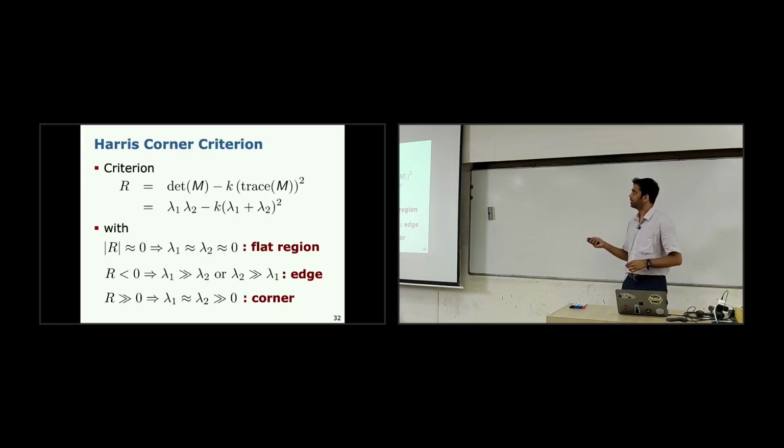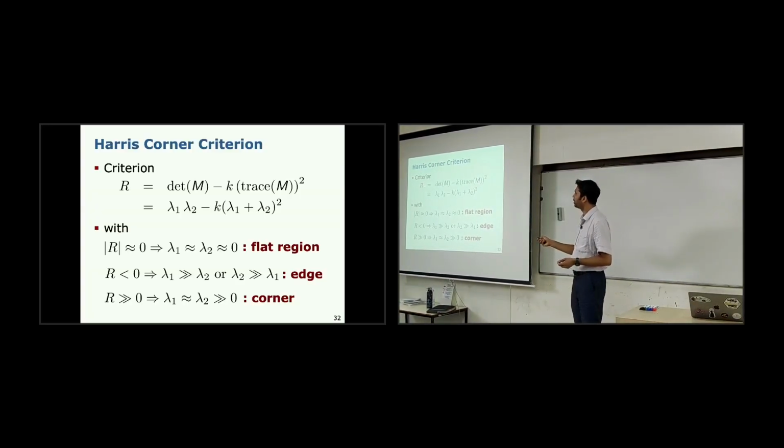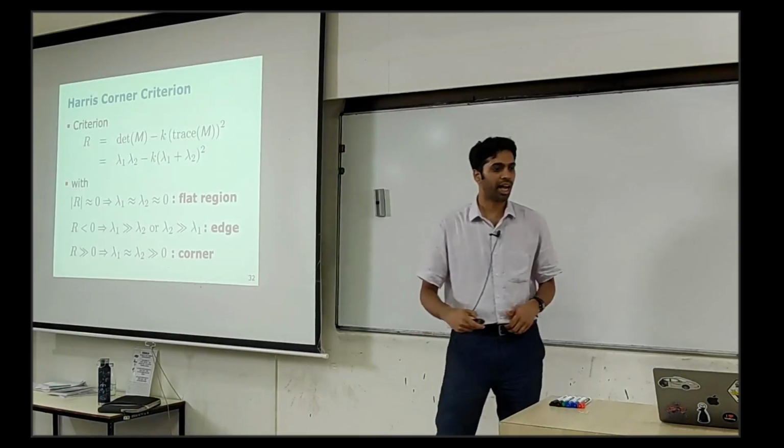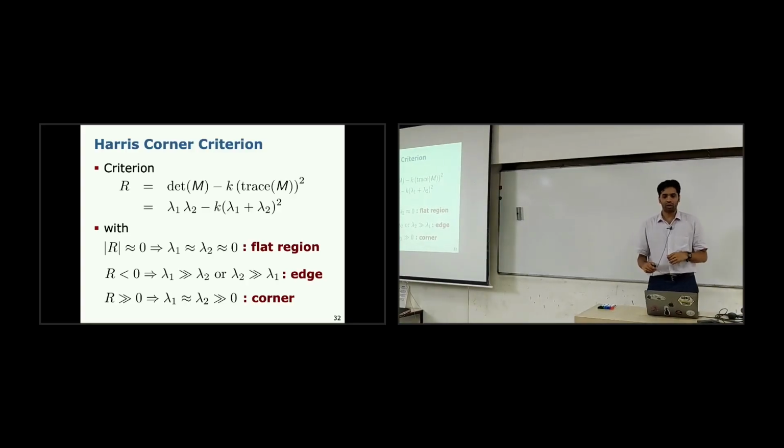So Harris came up with this formula of essentially a ranking for the corners. You have a score R, which looks at the determinant of M and the trace of M. Determinant and trace can be written using their eigenvalues. You must have studied this in a linear algebra course, where the determinant is the product of your eigenvalues and the trace is the sum of your eigenvalues. So if you take M and compute its eigenvalues, you can compute this value R.